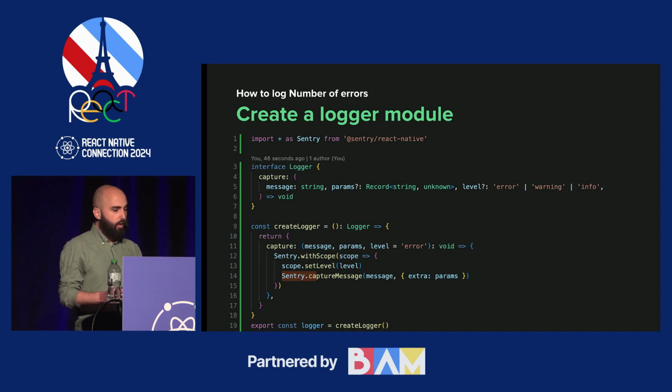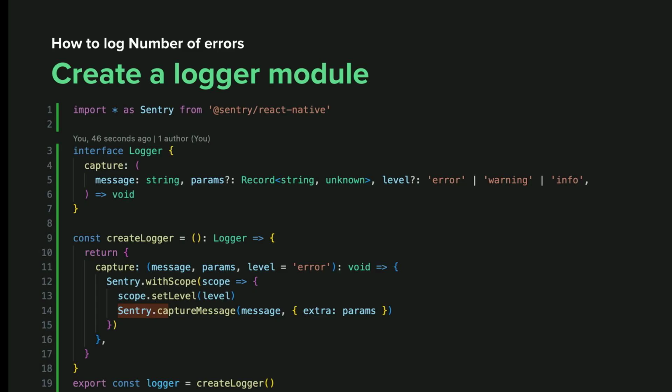And to do it, let's create a simple logger module with one function here, the capture function. This function takes a string, some params, and a level to group them by priority. Actually, there are different levels: the error, the warning, and the info. And we will focus on errors to catch the most important things in the app.